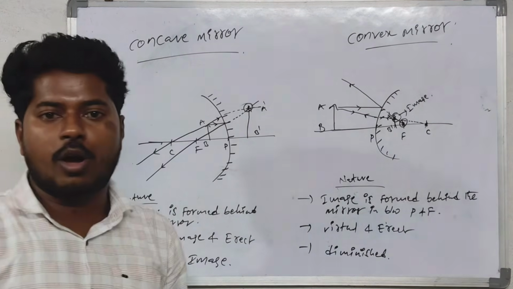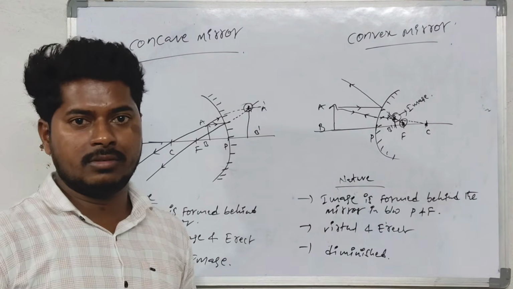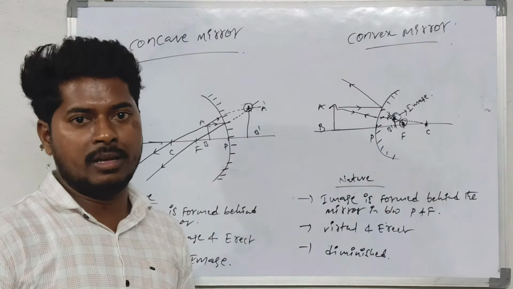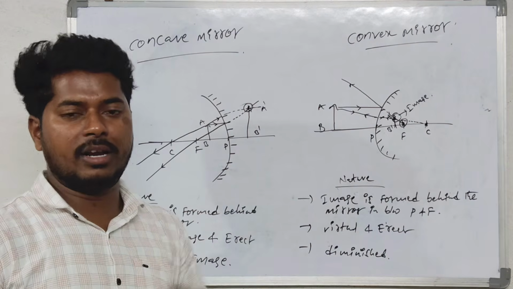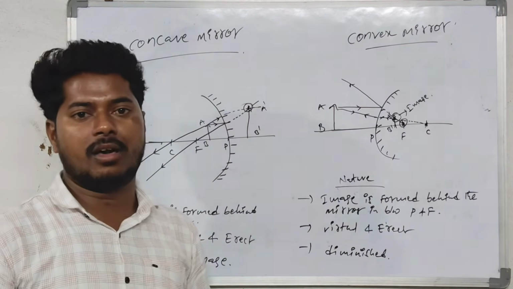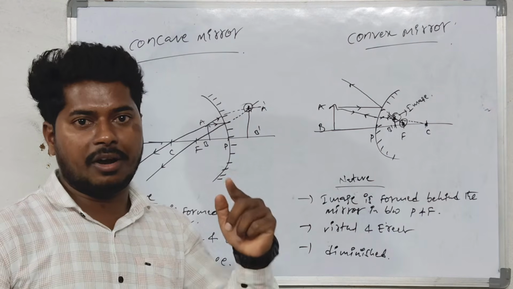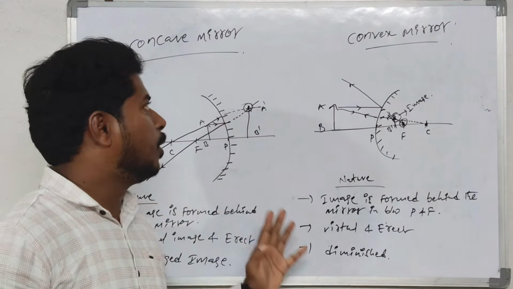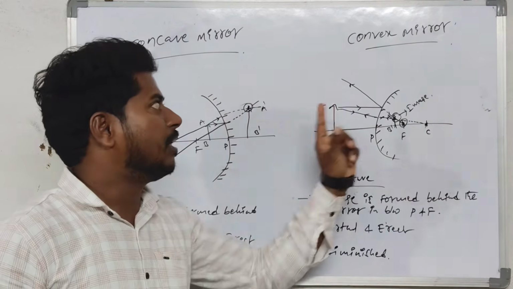So irrespective of concave and convex mirrors, when the image is formed behind the mirror, that image is virtual. When the image is formed in front of the mirror, that image is real. So this is the concept about concave and convex mirrors.